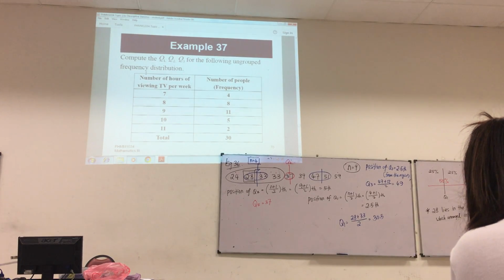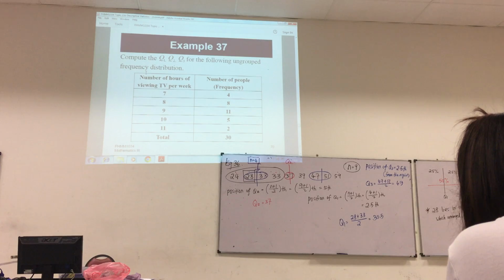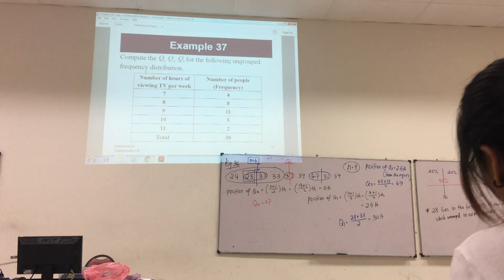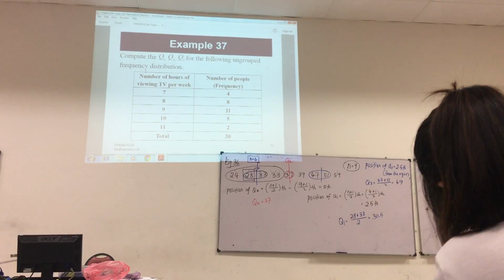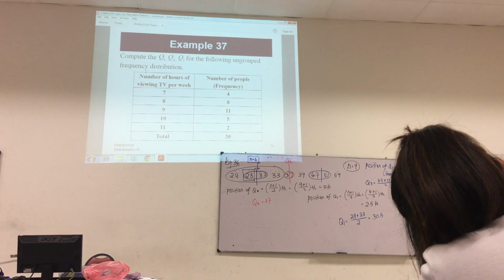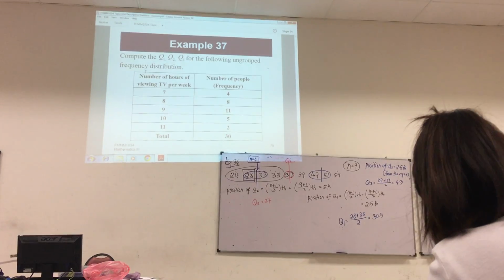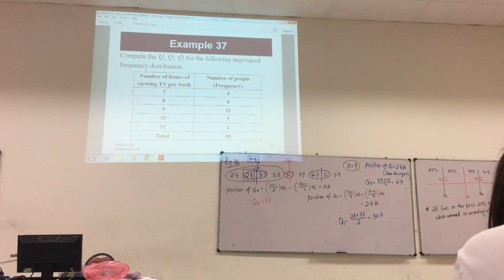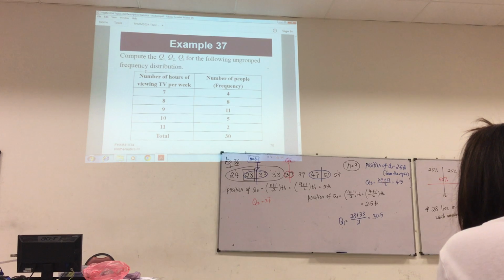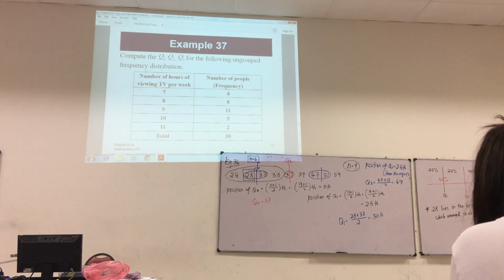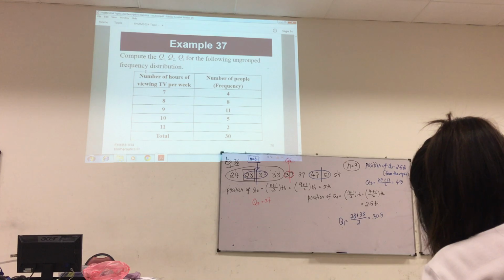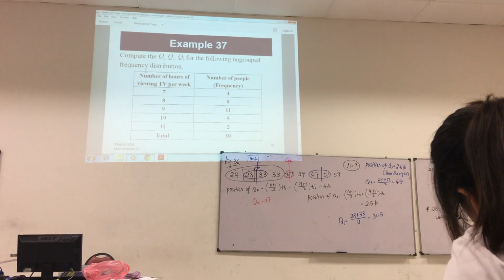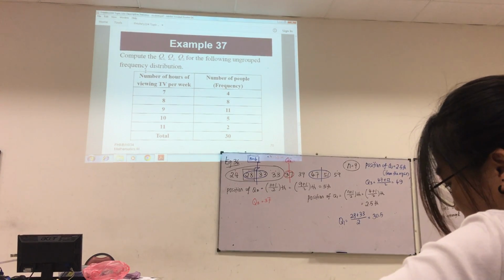Next, we will go to example number 37. This is also under ungrouped data, but it's an ungrouped frequency distribution. So what we are going to do here, we need to start with finding Q1, Q2, Q3. That means position is very important. Go and find your position. But when you are given an ungrouped frequency distribution, you need to refer to the cumulative frequency. So please help me to calculate the cumulative frequency first. You add a column behind the second column. You calculate the cumulative frequency for me.